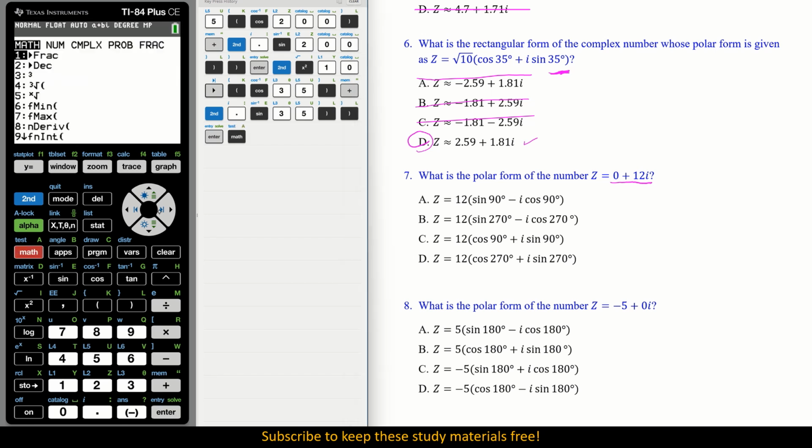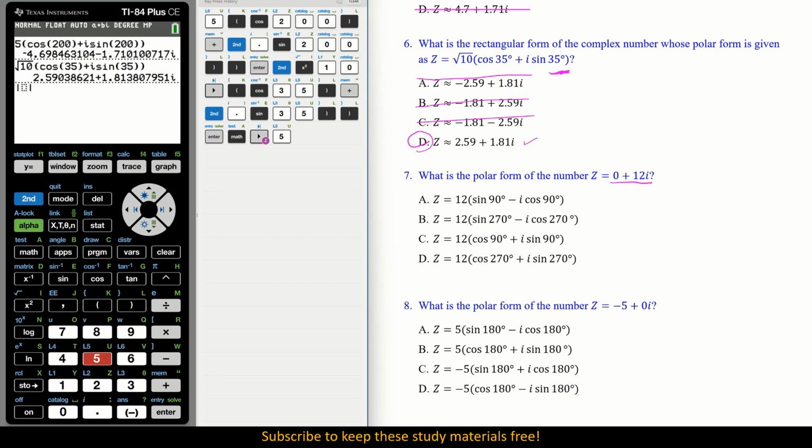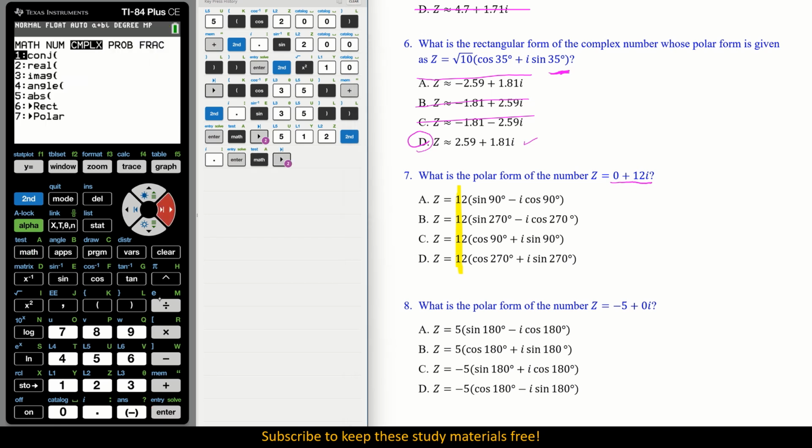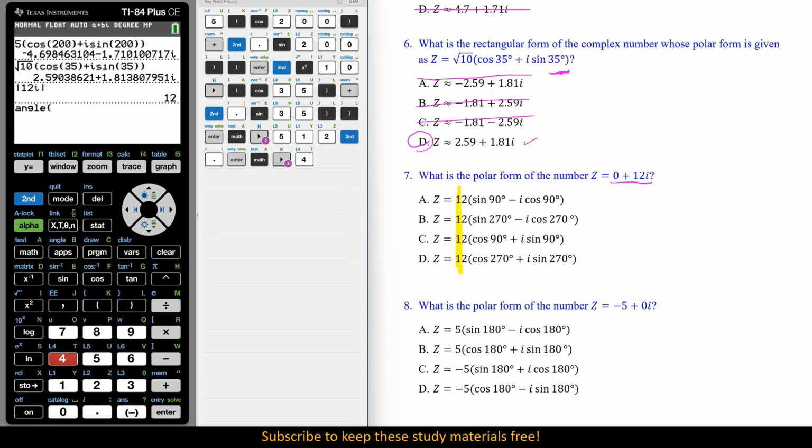Okay, math, arrow over, and let's do the number 5, the absolute value. So let's do 12, second, I, enter. It's 12. That's why all of these are the same. Every one of these is the same. Okay, we can't get anywhere with that. Let's check our angle. So math, arrow over, and we're going to do number 4.